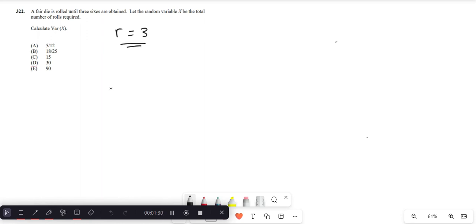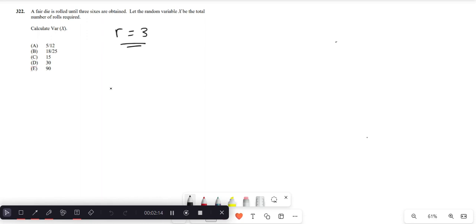Furthermore, we have independent Bernoulli trials. For each trial, either we're going to get a 6 or we're not, and the outcome of any trial is independent of the outcome of another trial. So we have independent Bernoulli trials, and X is defined as the number of trials required in order for me to get at least 2 successes. With those conditions put together, I know that I have the negative binomial distribution.